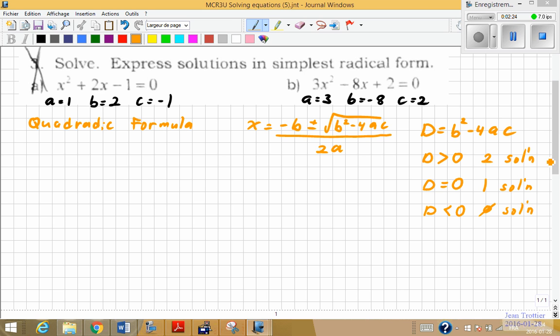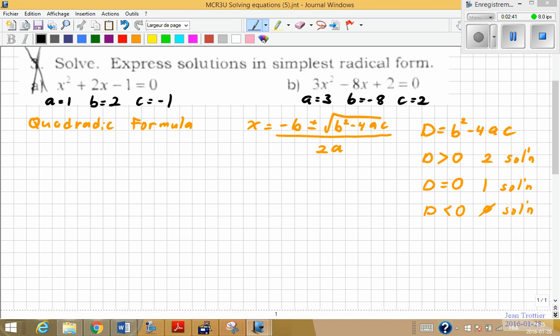So if you have a simple question that just asks you, like, how many solutions are there to this expression, you would simply find the determinant, and from there decide if there's none, 1, or 2 solutions. That's for any trinomial that's a power of 2.